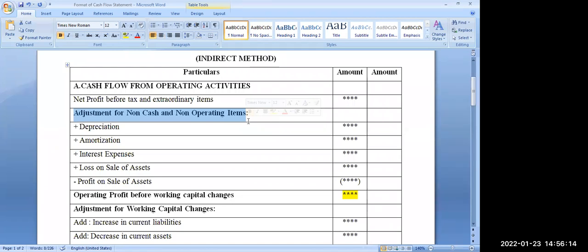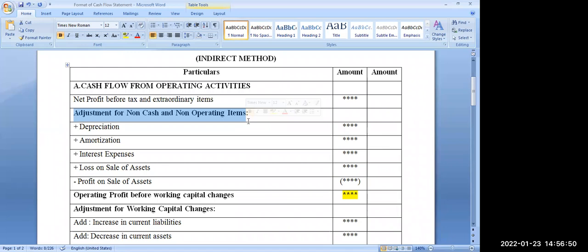Say for example, interest, loss on sale of asset, profit on sale of asset are all non-operating but cash items. You might have paid interest. That interest might have been debited in your P&L account, or in your new format, you might have added the finance cost under the expense column. I would like you to recollect the profit and loss account statement of the companies. Few weeks back we have done. So interest might have been added in the finance cost while preparing the profit and loss account statement.